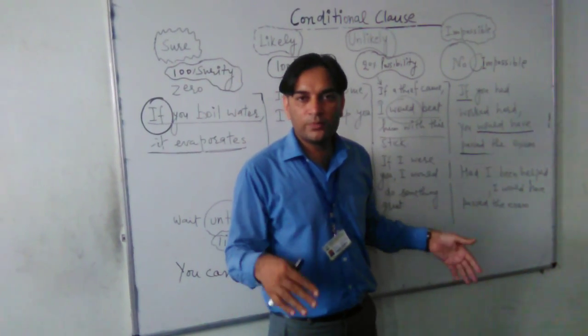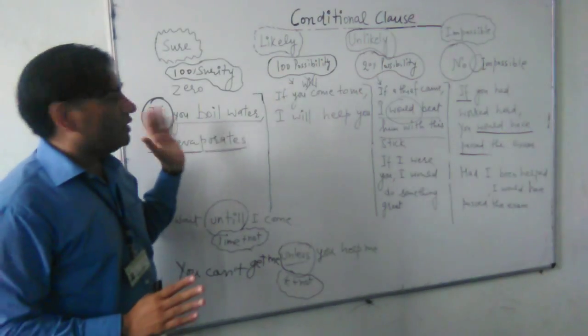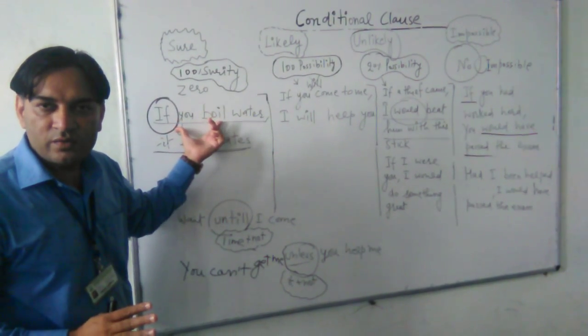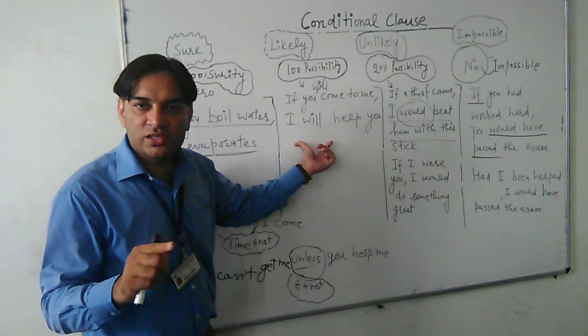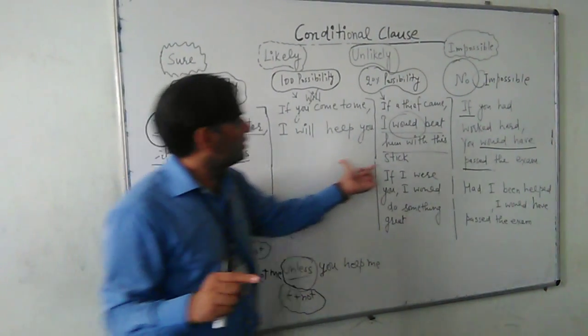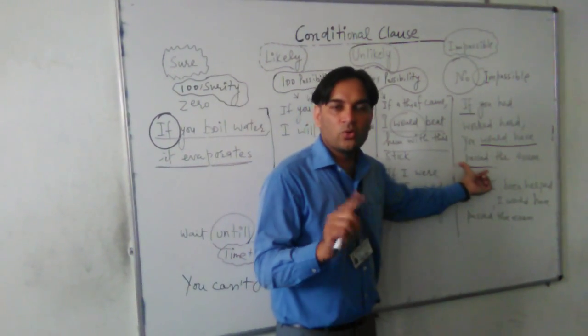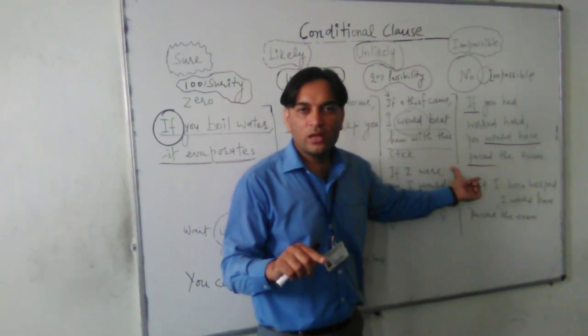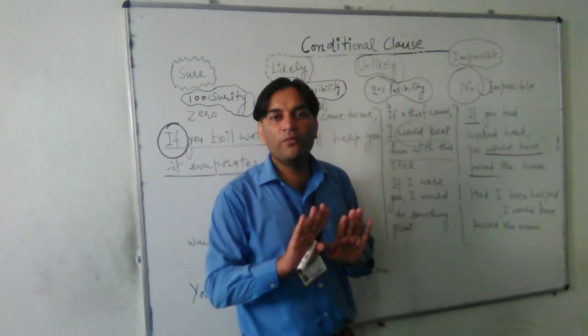He was not helped. So these 4 types are: zero condition, when the conditional clause doesn't affect much; where the conditional clause can affect 90%; where the conditional clause can affect up to 20%; and where there is no use of the condition, that condition can't be fulfilled.